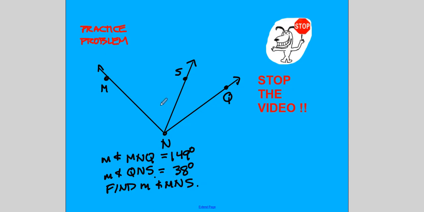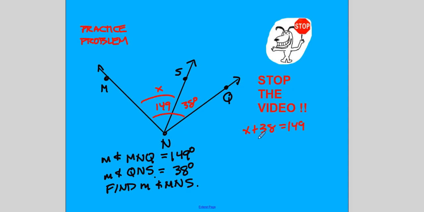Okay, let's look at this problem. So measure of angle MNQ, which is this angle here, is given as 149 degrees. QNS, which is this angle here, is 38 degrees. So I want to find the measure of angle MNS. I'll call this X. So I know by the angle addition postulate, X plus 38 equals 149.